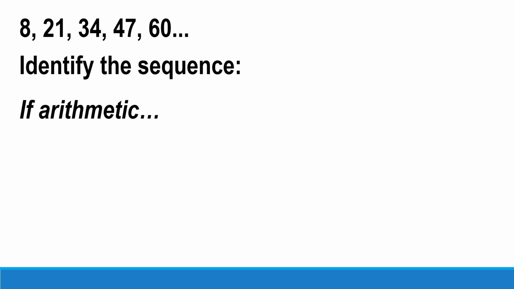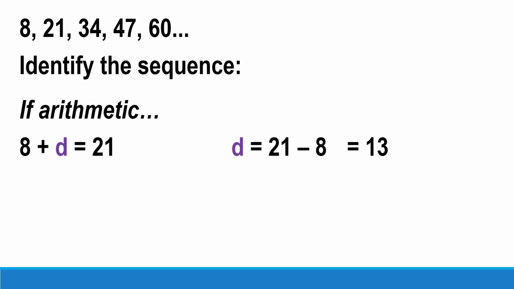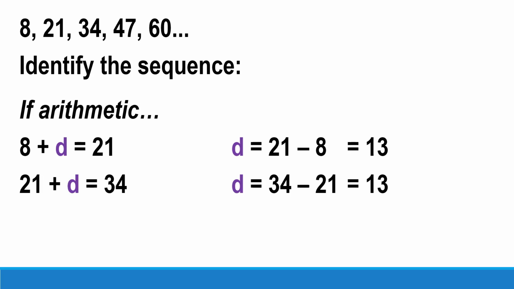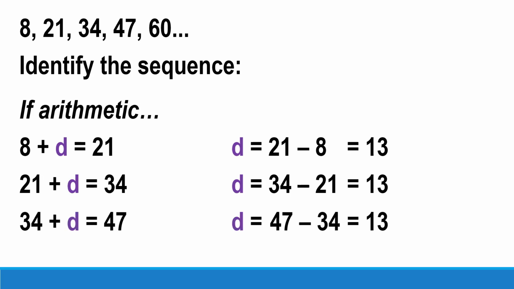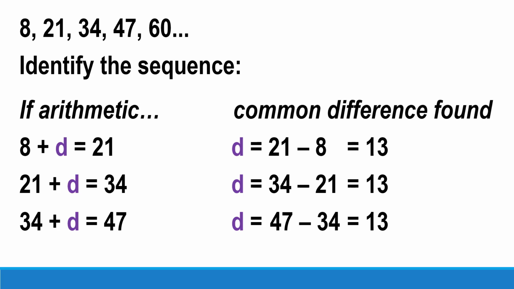So if we assume it's arithmetic, 8 plus the common difference would equal 21. If the common difference is 13, that common difference needs to be consistent all the way through. And 21 plus 13 equals 34, and 34 plus 13 equals 47. Therefore, we did find that common difference, and we can establish that this is an arithmetic sequence.